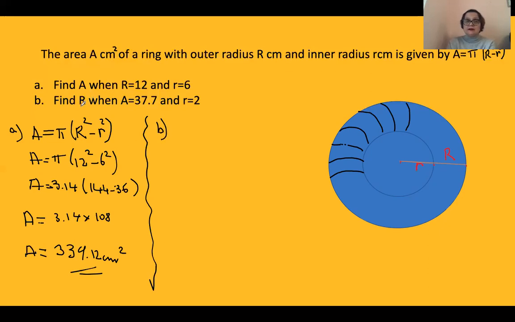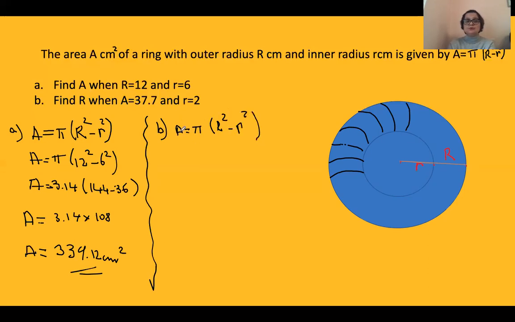And then let's have a look at the second part of the problem, which says find R, the big R, if A equals 37.7 and little r equals 2. Now this part B is not attached to part A, okay? It's different. So we need to rewrite the formula. A equals pi, R to the power of 2 minus r to the power of 2.